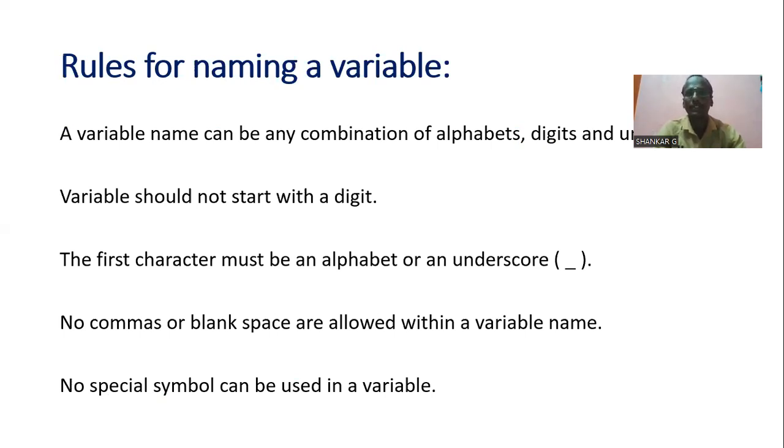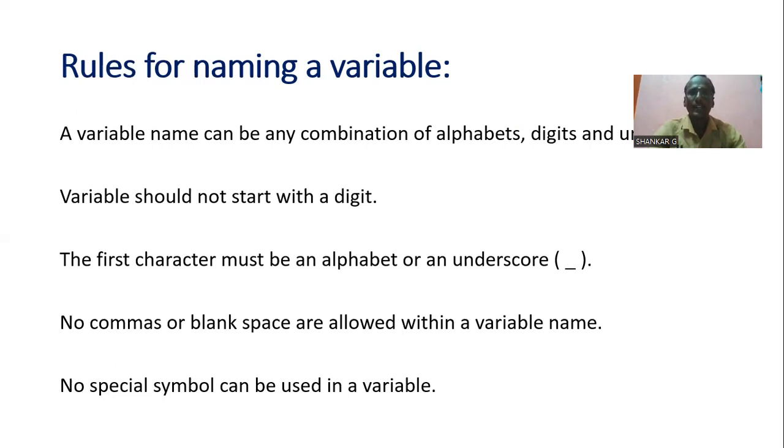So generally we have to call it an identifier. A variable is also one of the identifiers, so we can conclude a variable is an identifier. We can follow the same rules for defining all the identifiers. A variable name can be any combination of alphabets, digits, and underscores. Here underscore is an operator, and except underscore, no other operators are allowed.